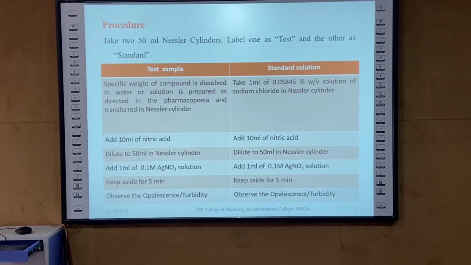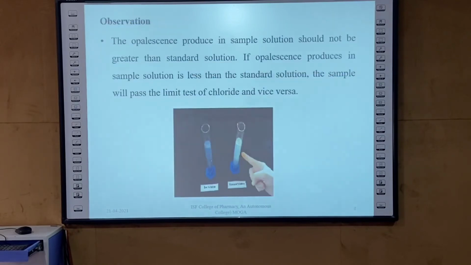Side by side we will be preparing the standard solution. For that we require 1 ml of 0.05845% weight by volume solution of sodium chloride in the Nessler cylinder. To that we will add 10 ml of nitric acid, which will be diluted to 50 ml in the Nessler cylinder. Further, we will add 1 ml of 0.1 molar silver nitrate solution in the same manner in which we added in the test sample. Again, it would be kept aside for 5 minutes and the opalescence or turbidity will be visualized.